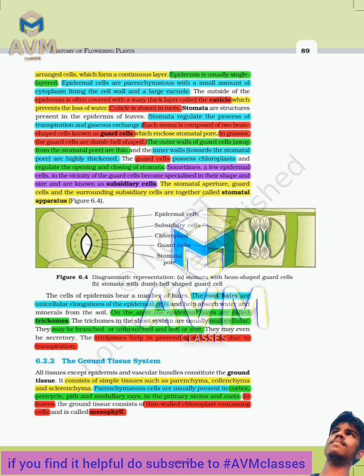6.2.2 The ground tissue system. All tissues except epidermis and vascular bundles constitute the ground tissue. It consists of simple tissues such as parenchyma, collenchyma and sclerenchyma. Parenchymatous cells are usually present in cortex, pericycle, pith and medullary rays, in primary stems and roots. In leaves, the ground tissue consists of thin-walled chloroplast-containing cells and is called mesophyll.